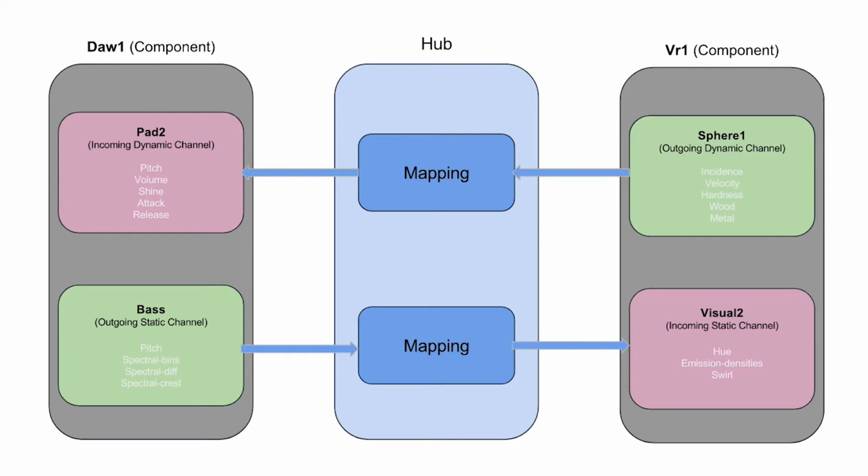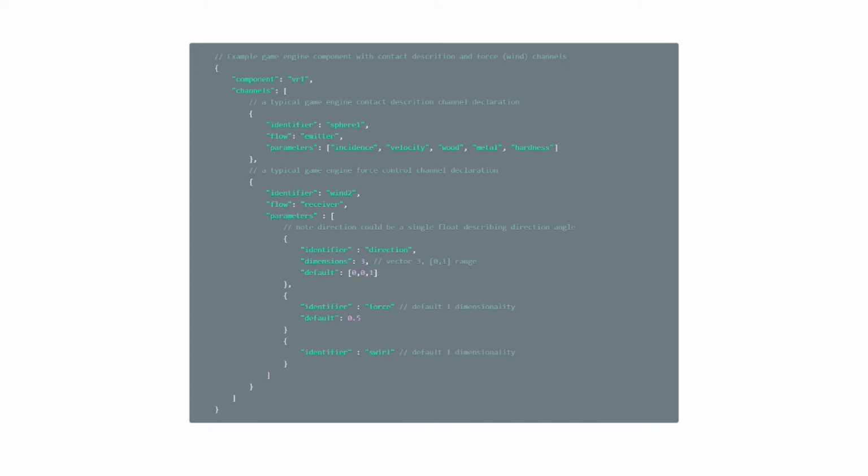So the last message type is the component declaration. This is perhaps the most complicated in terms of data structure, so I'm going to go straight to concrete examples. This message goes from the components to the hub, so that the components can declare the channels and the parameter set for each channel to the hub.